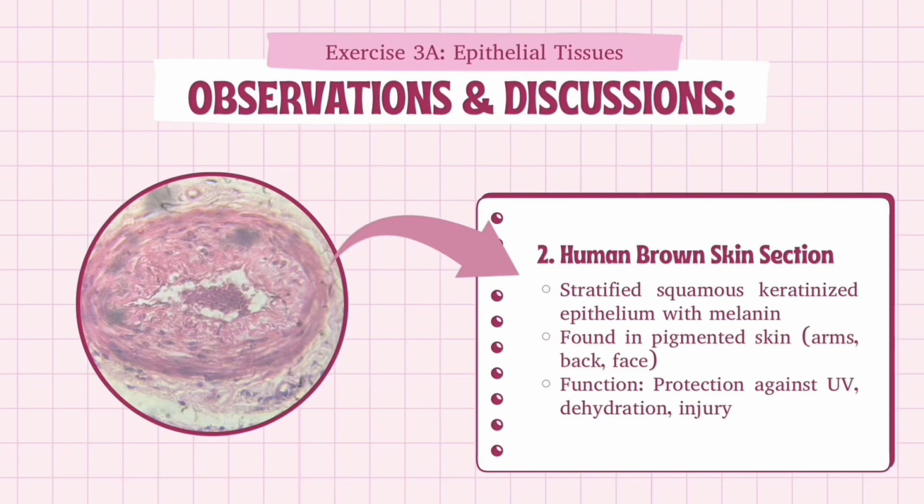Next is the human brown skin section. This showed stratified squamous epithelium with keratinized layers at the surface. The pigment melanin was visible in the deeper layers, giving the tissue its brown color. This represents the epidermis of pigmented skin, especially in areas like arms, back, or face where melanin is abundant. This structure protects against UV radiation, dehydration, and mechanical injury.